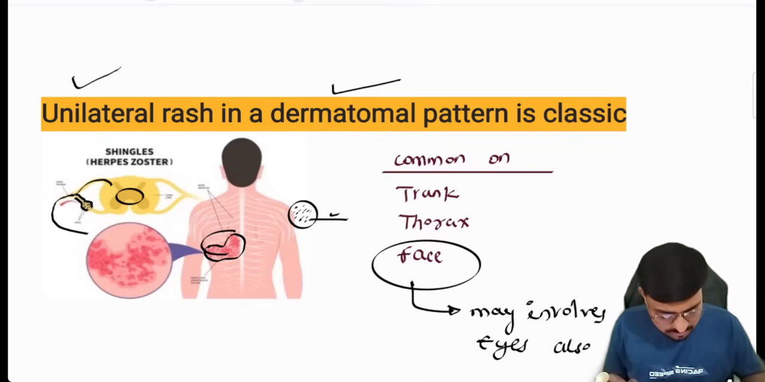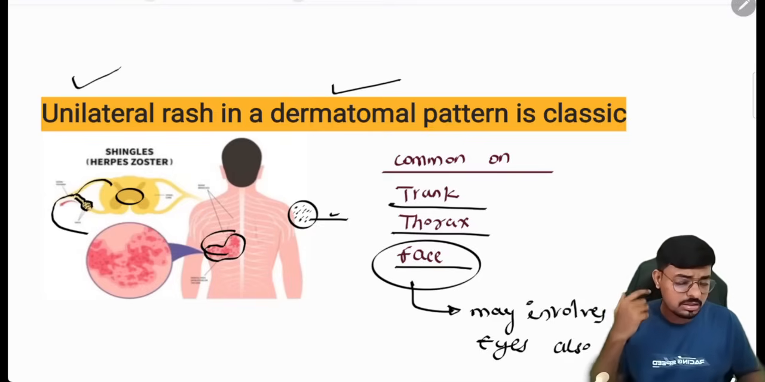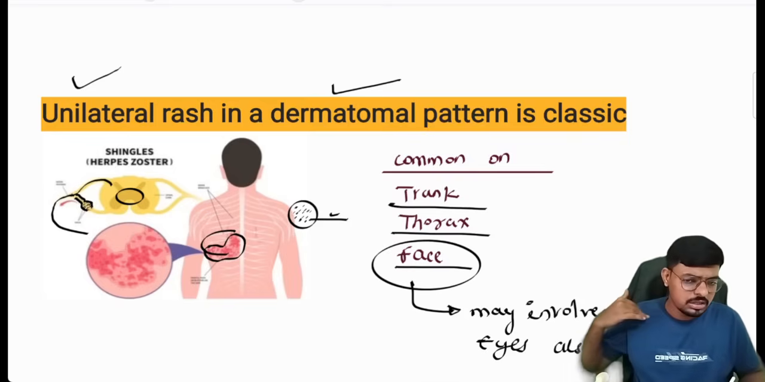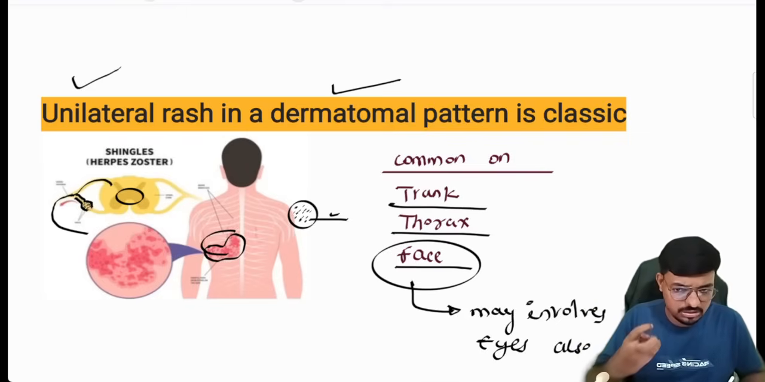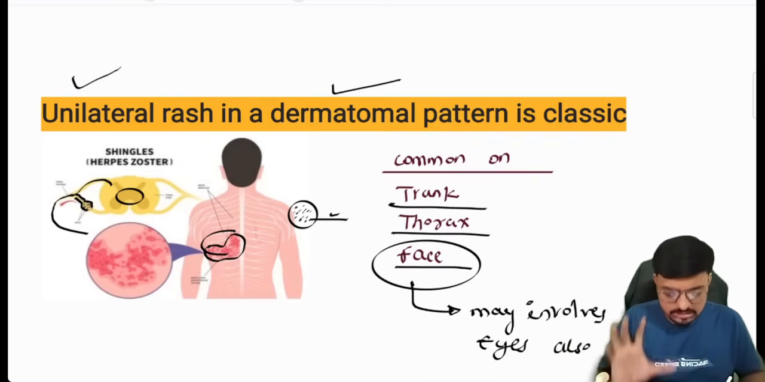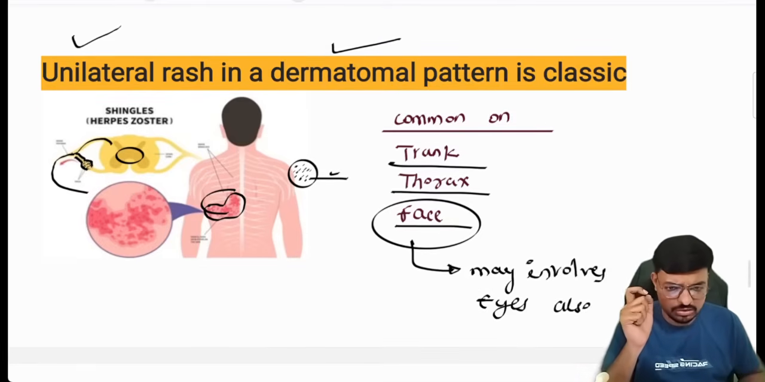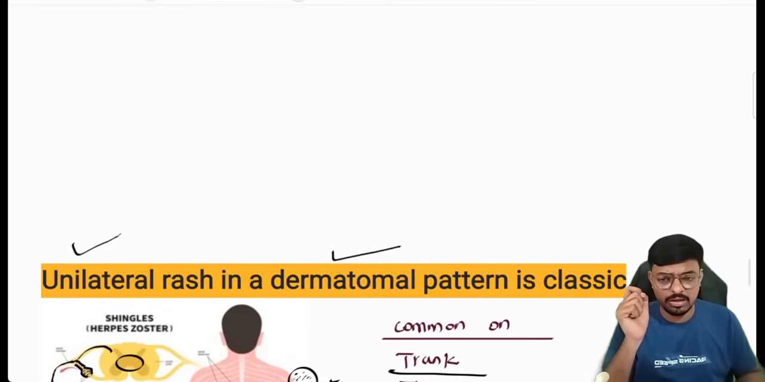It will be commonly seen in the trunk, thorax and the face. If the varicella zoster virus has infected the facial nerve, the rash will appear on the face also. If it is stored in and impacts the nerve supplying the thorax, we will get the rashes in the thorax. If the nerve supplying the back is involved, we will get the rashes only in the back. It is commonly seen in the trunk, thorax and face, and it may involve the eye also. That is very dangerous and a medical emergency. That is very important, but it will be dermatome in nature.